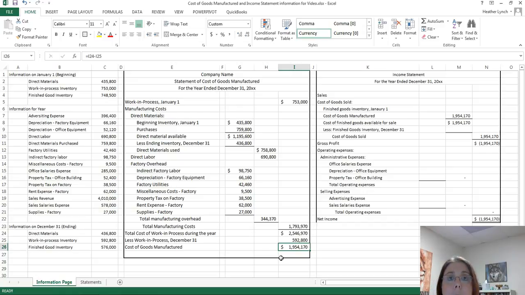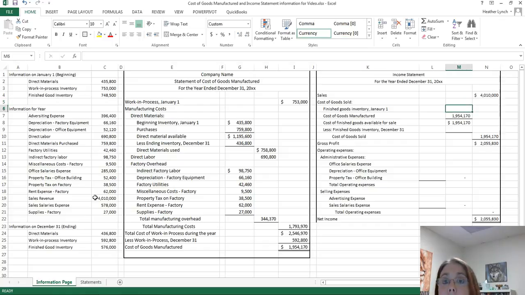Remember, your income statement is your sales minus your expenses, which gives you your net income. This is the same income statement that you have been dealing with from financial accounting. Now we're doing it in managerial accounting. Okay, so our sales for the year, I have our sales revenue of $4,010,000. So now we're going to do our cost of goods sold.